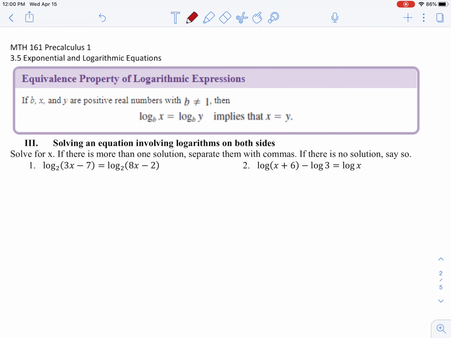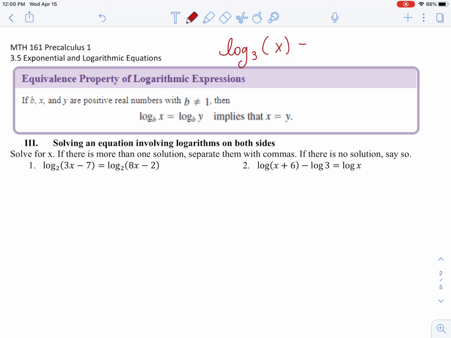Now this page 2, there's some easy cases, even though you have logs on both sides. And now these are the cases where we have to really check the answers. And I think I was being bad and forgot to check the answers on the last 2 equations. But now, when you have logs on both sides, those are the ones that you really want to check the answers, okay?